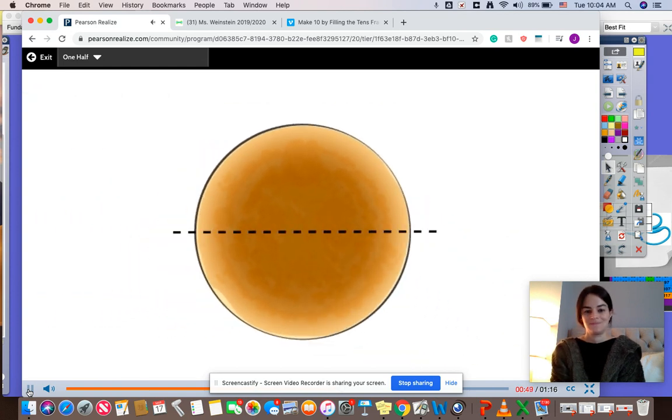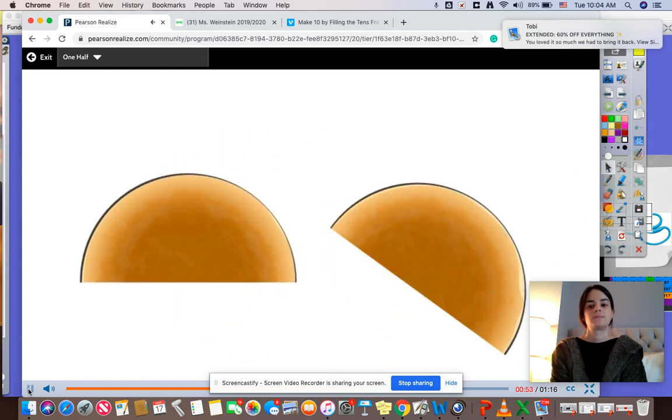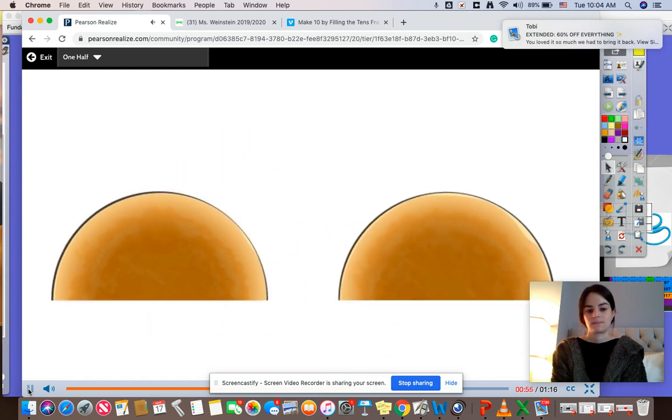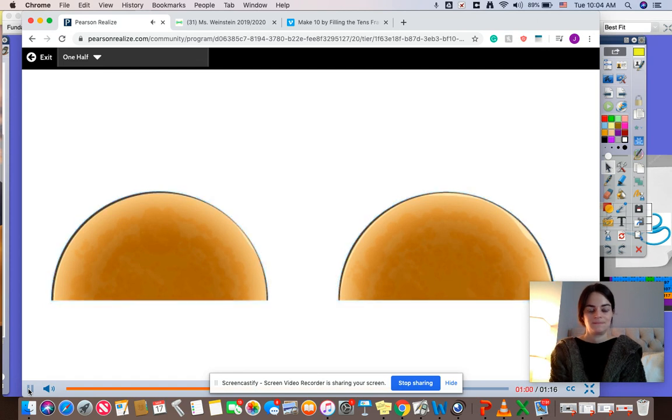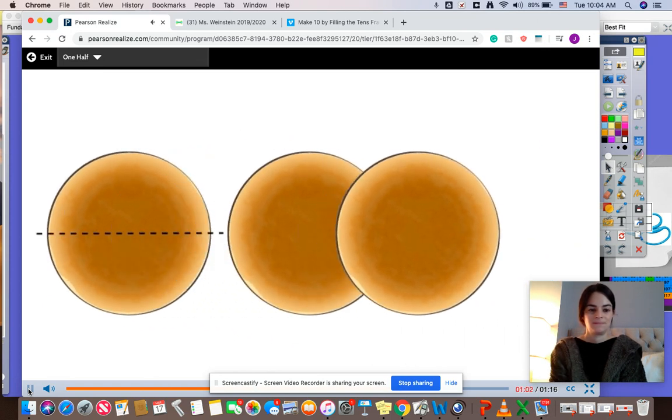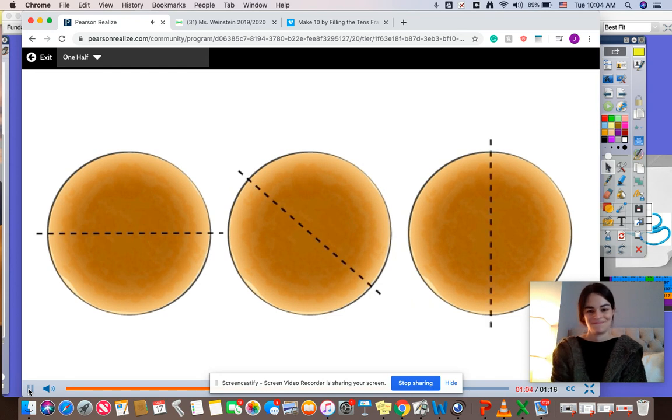I think it's fair to cut the pancake this way. Now the pancake is cut into 2 equal parts. Each of these parts is 1/2 of the pancake. There are many different ways we can cut the pancake into 2 equal parts. When we divide something into 2 equal parts, each part is 1/2 of the whole.